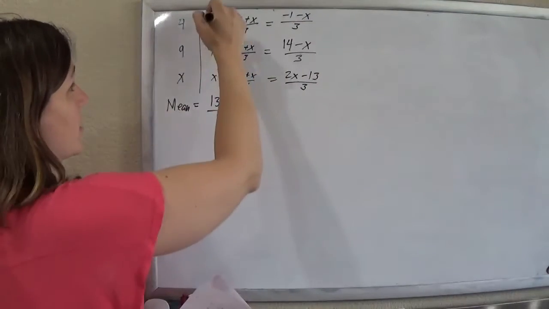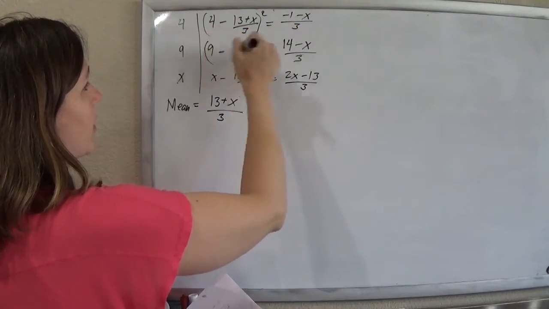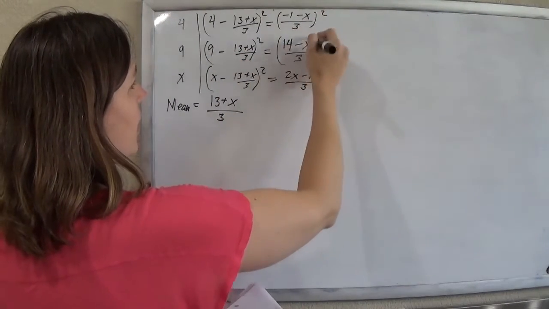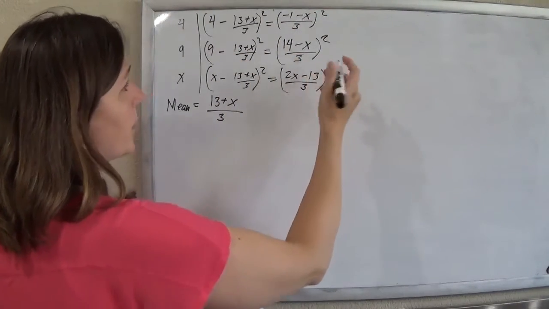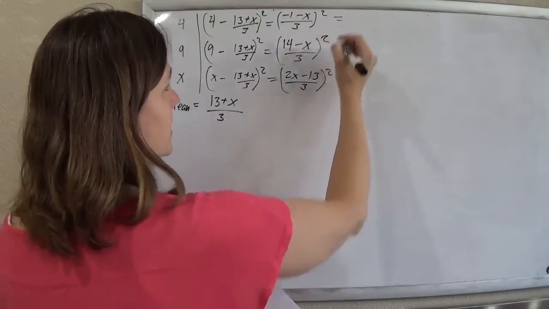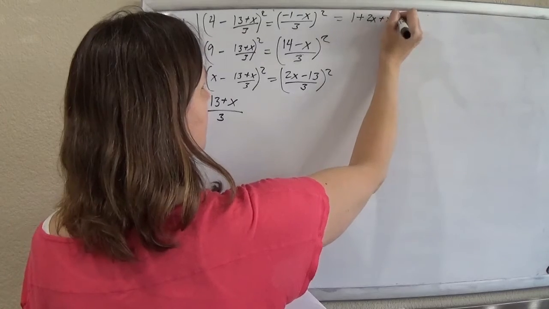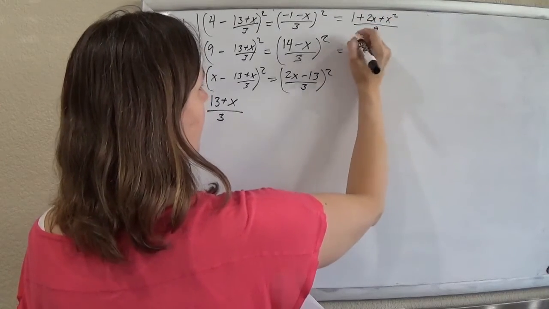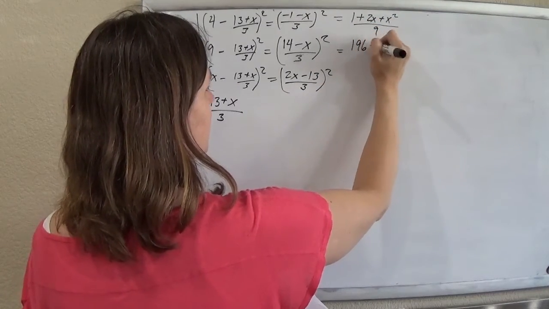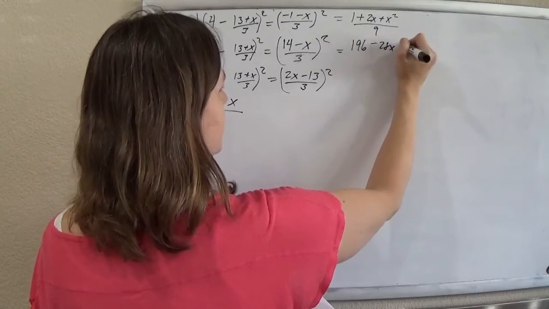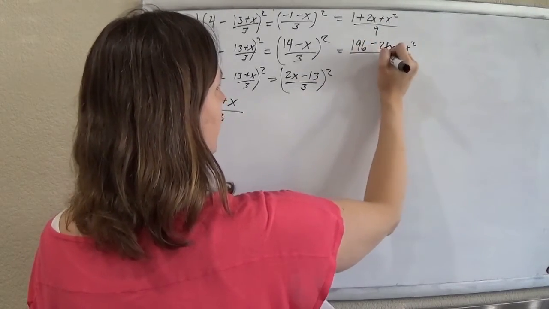And then to find the standard deviation, you need these squared differences from the mean. So we're going to take all these and square them. If we do that, I'm getting 1 plus 2x plus x squared over 9. And that's 196 minus 28x plus x squared over 9.